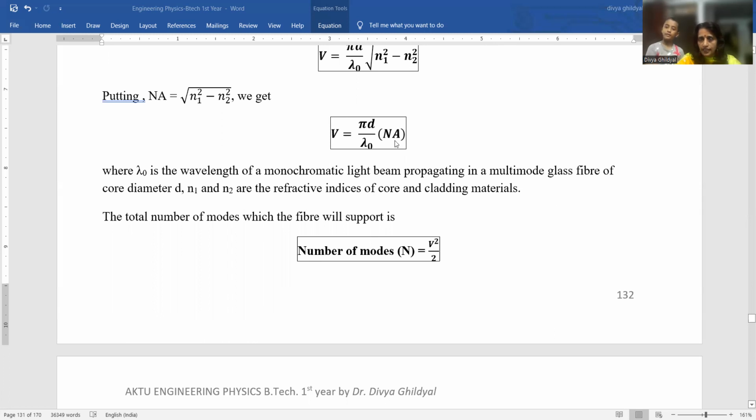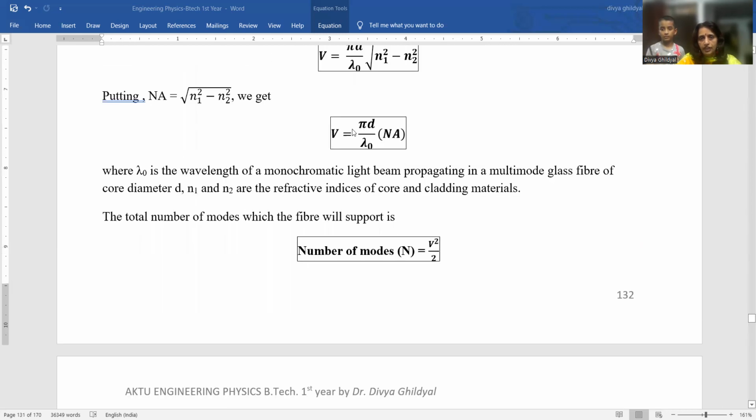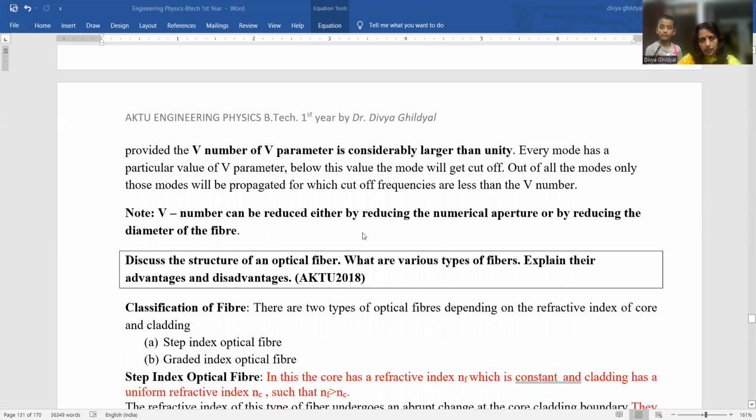If I decrease numerical aperture, V number will decrease directly, or by reducing the diameter of the fiber. See, V number is also dependent upon the diameter of fiber. If I change the diameter, V number will change. If I change numerical aperture, V number will change.